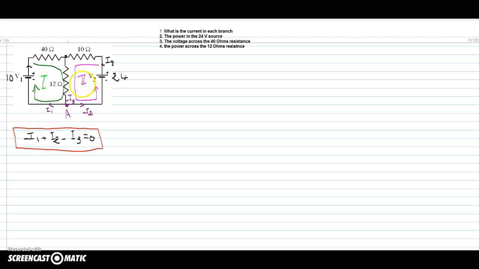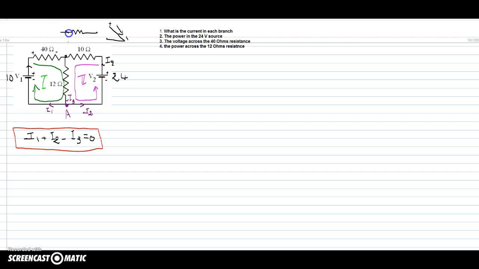Now, loop 1 and 2. Before I evaluate the loop rule, I have to assign plus or minus to every resistor. Since I decided I1 is going this way, this has to be plus and this is minus. Why? Because the natural flow is down the hill like this. So if I know current is flowing down the hill, this has to be positive, this is negative. It is true for gravitational tilt. It is also true for resistance, like so.